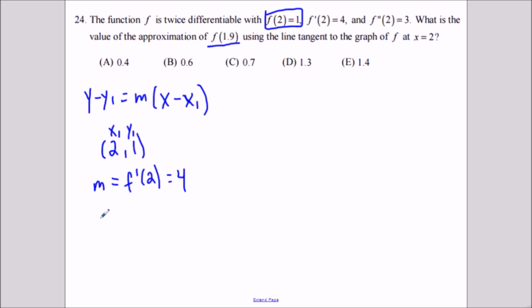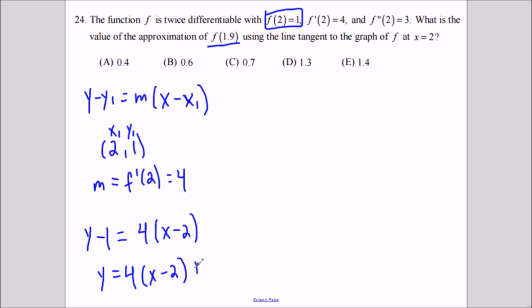So now we write the equation of the line. We're going to have y minus 1 equals 4 times (x minus 2). And if we work this out, y equals 4 times (x minus 2) plus 1. So to use our tangent line to approximate f at 1.9, now all we do is plug in.